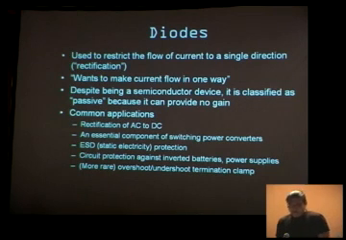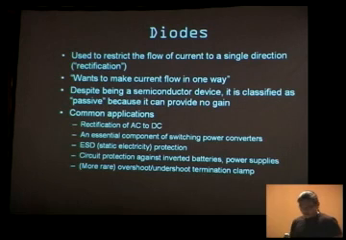Diodes are used to restrict the flow of current in a single direction. So now we're entering the realm of semiconductors. Diodes essentially want to make current flow in one direction. And even though they're a semiconductor device, I call them a passive device because you can't get gain out of the diode. You can't put a signal in and get a bigger signal out of the diode.